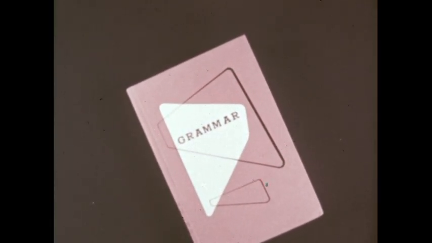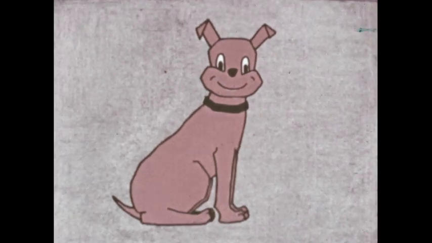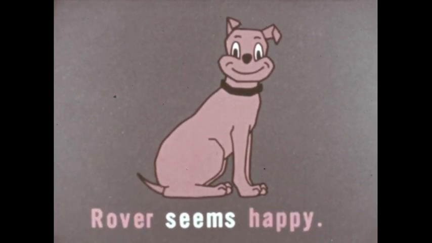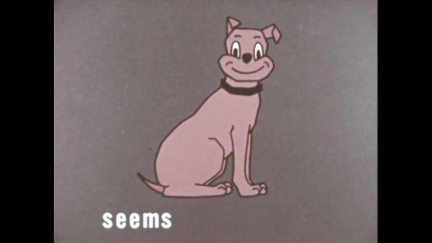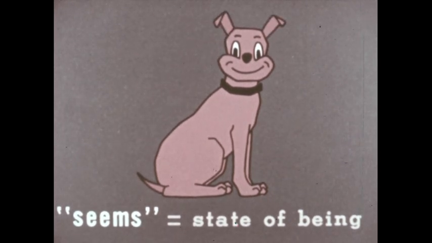Today we are going to be thinking about verbs. What about verbs? Let's begin with a simple sentence describing the dog. Rover seems happy. The verb seems tells about Rover's condition or state. Verbs that describe condition are usually called state of being verbs. You can usually substitute some form of the verb seem for them.